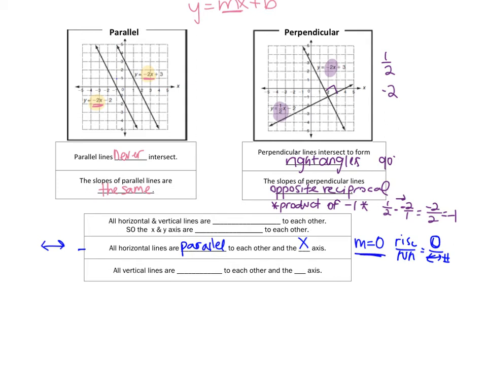As far as vertical lines, remember that's the one that goes up and down. Vertical lines are going to be parallel to each other. They are also parallel to the y-axis. Okay? Y is the one that runs up and down. Your slope for a vertical line is undefined.